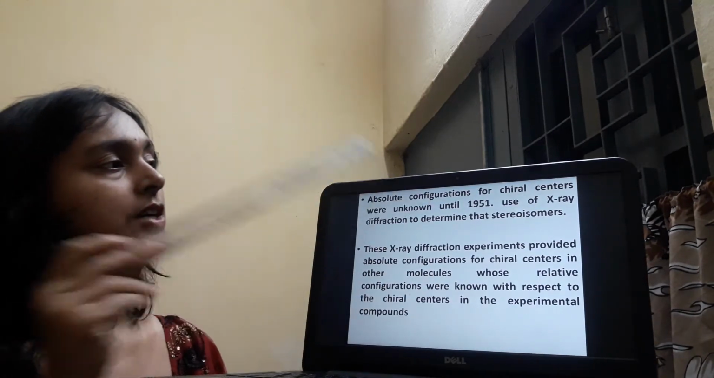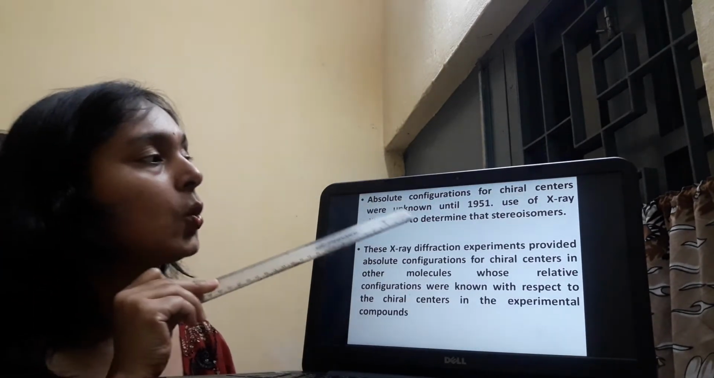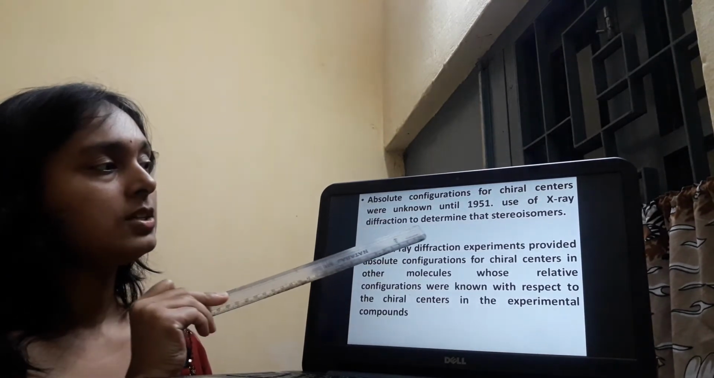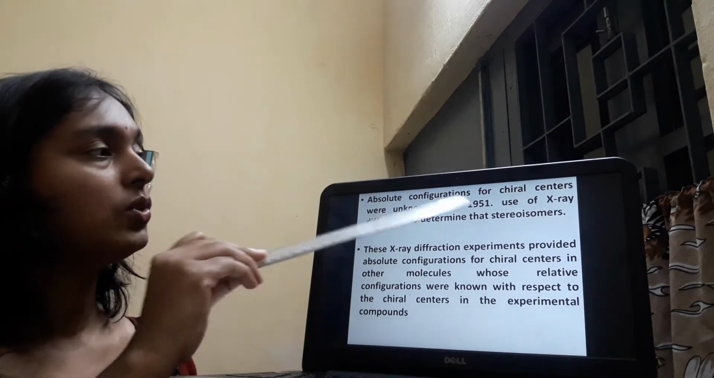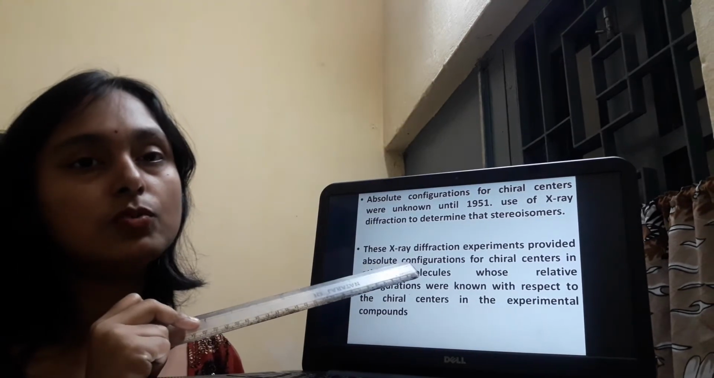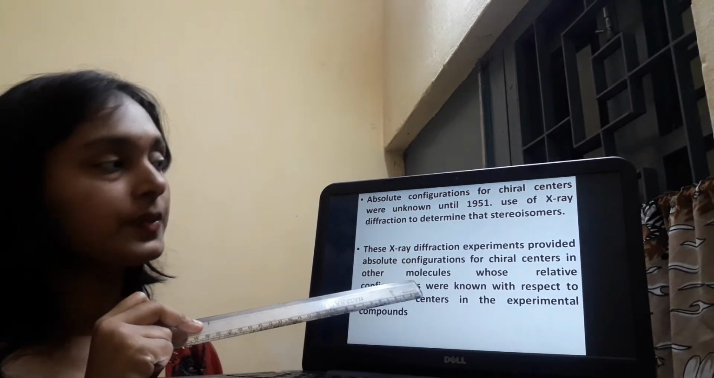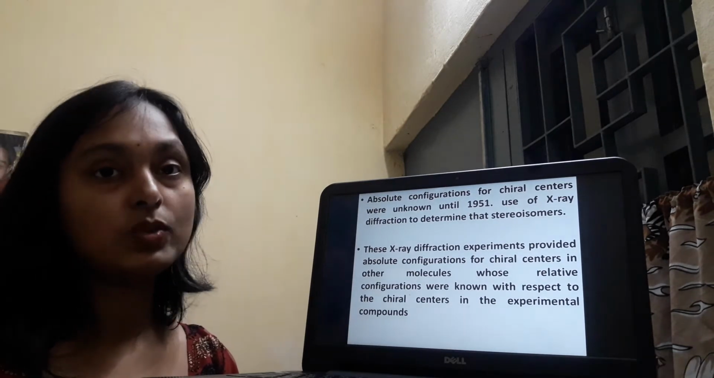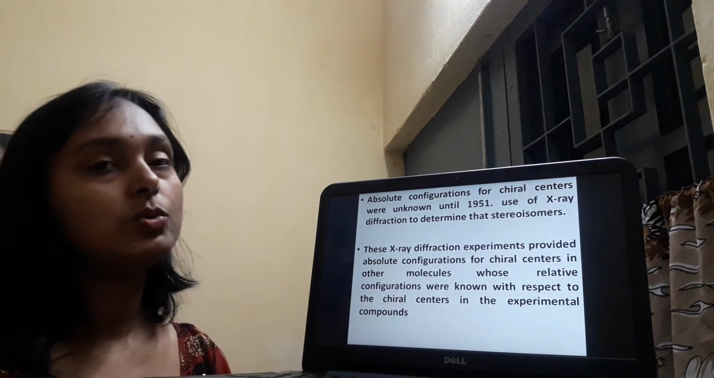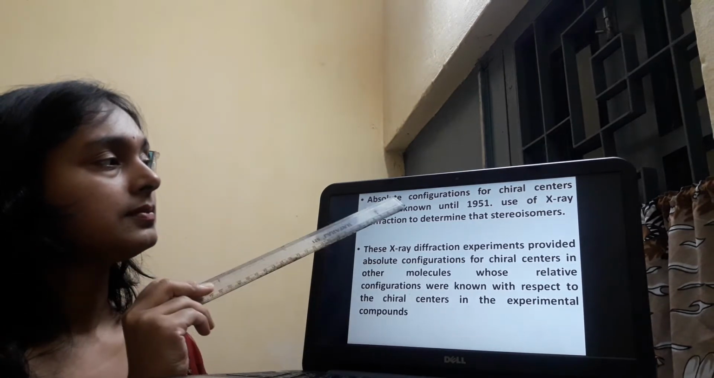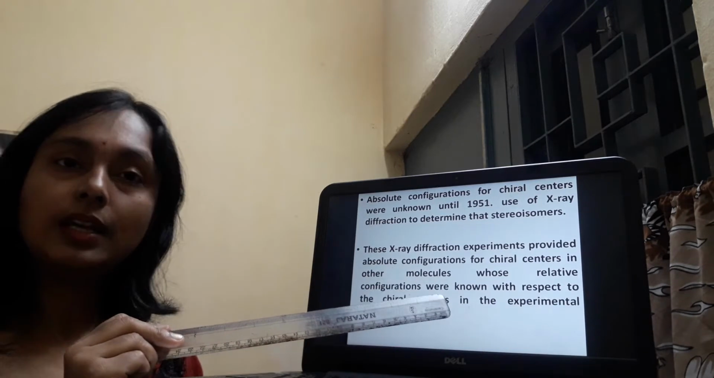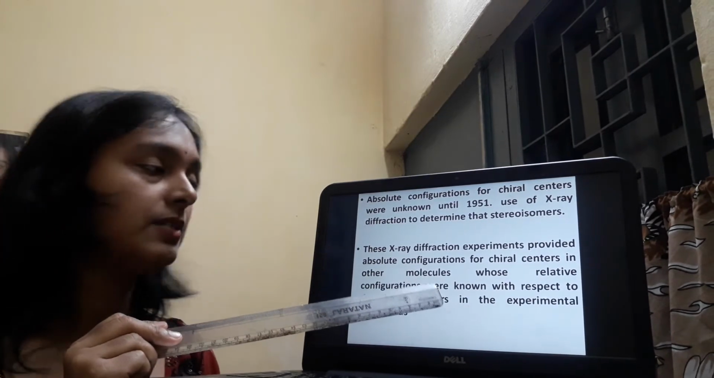So absolute configurations for chiral centers were unknown until 1951, when X-ray diffraction was used to determine the stereoisomer. Before that, absolute configuration was totally unknown to us. The X-ray diffraction method was the study by which we could determine the absolute configuration. But before that, all the configurations were relative configurations.